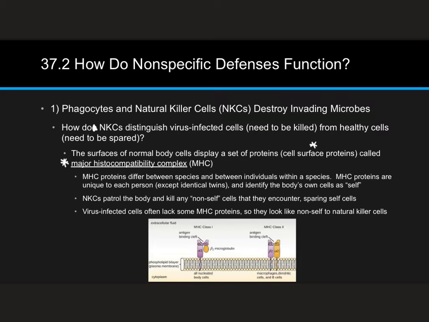So MHC proteins differ between species and between even individuals within a species. So every human has a different set of MHCs, unless you have an identical twin or something like that, right? Then you'll have different MHCs, which identify it as self. Those markers on the cell surface tell your immune system, hey, this belongs to you, don't attack this. Natural killer cells patrol the body and kill any non-self cells that they encounter, sparing self cells.